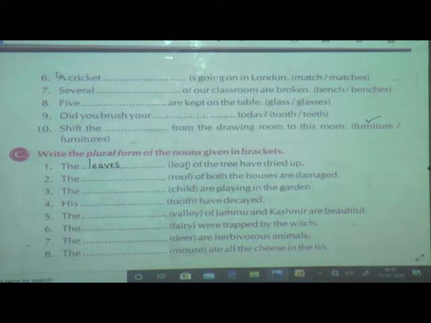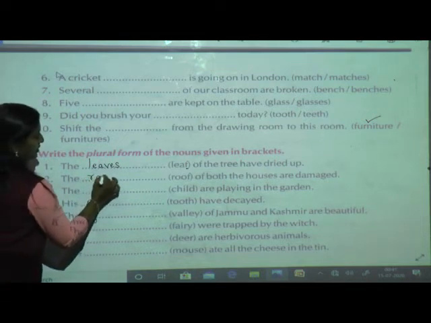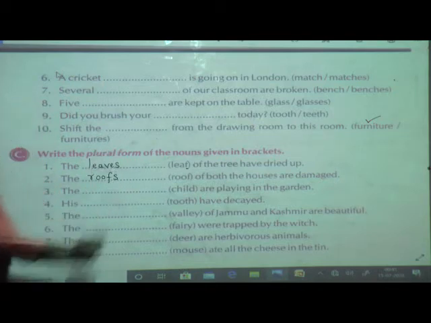So next, the roof. Yes, the roof. This does not follow the rule. So our answer is the roofs. I have told you that there are some words which don't follow the rules.